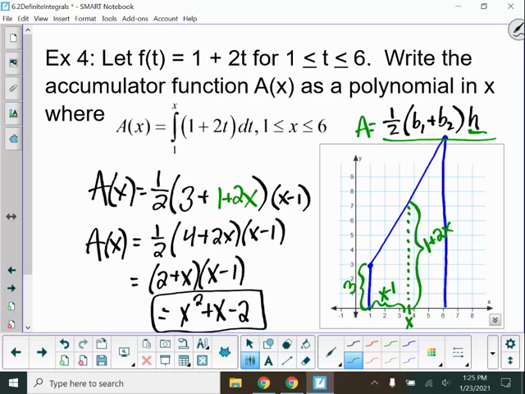That's actually what you get whenever you take the antiderivative of the 1 plus 2t and put in your x there. The only difference is the minus 2, which is your constant, and I'm not sure that there's a great way to find the constant for that particular function. So that's where this accumulator and using the geometry is so helpful.